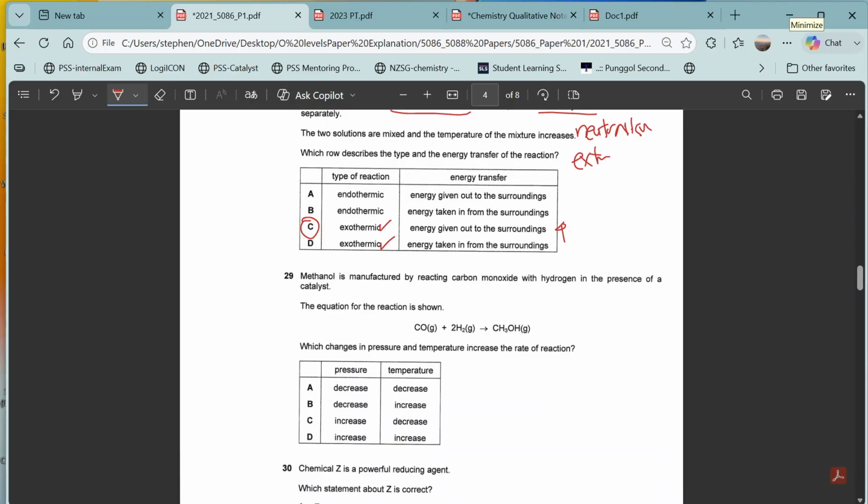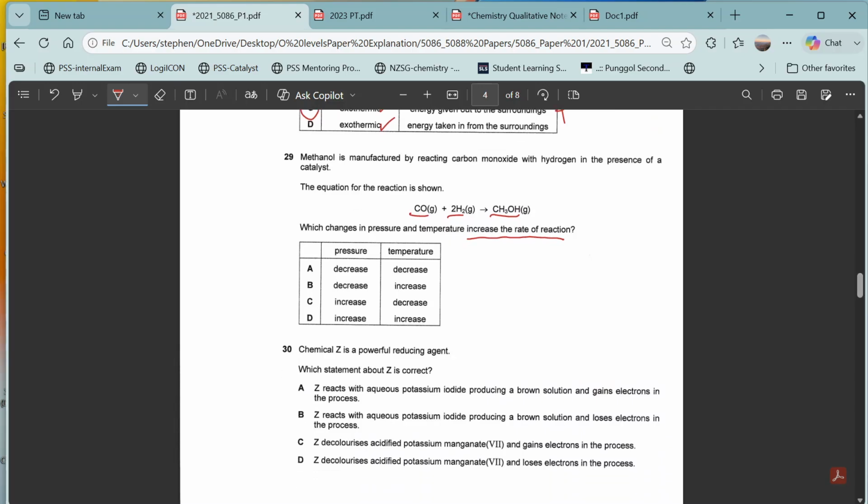Okay, methanol is manufactured by carbon monoxide, so let me see. Okay, carbon monoxide is this one. So what changes in pressure increase? Oh, you mean faster. Faster doesn't mean more, huh? For your reference, I think faster you need to have more of the molecules per unit volume. So if you increase the pressure, more molecules will collide with each other, more effective collision will take place. I think this one will do, right?